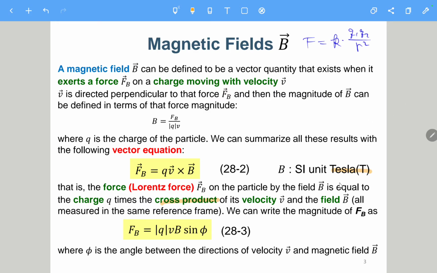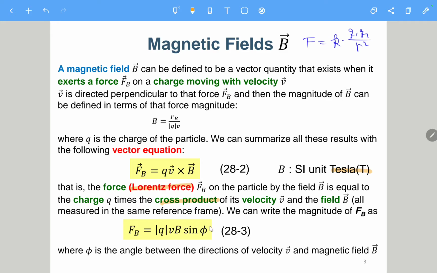Okay, so here we have a cross product, and later we will talk about how to consider the direction of the cross product. And this one is called the Lorentz force. This is the force generated by the B field on a moving charge.